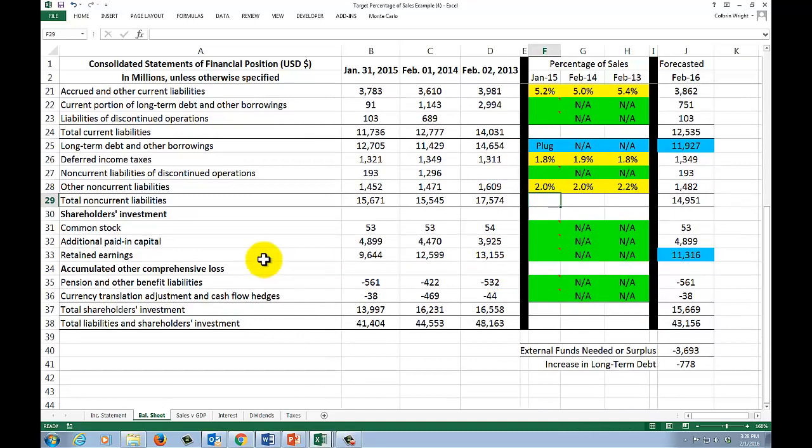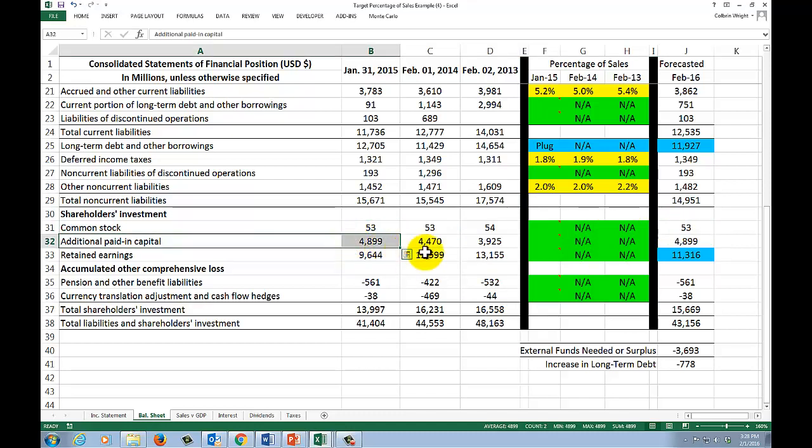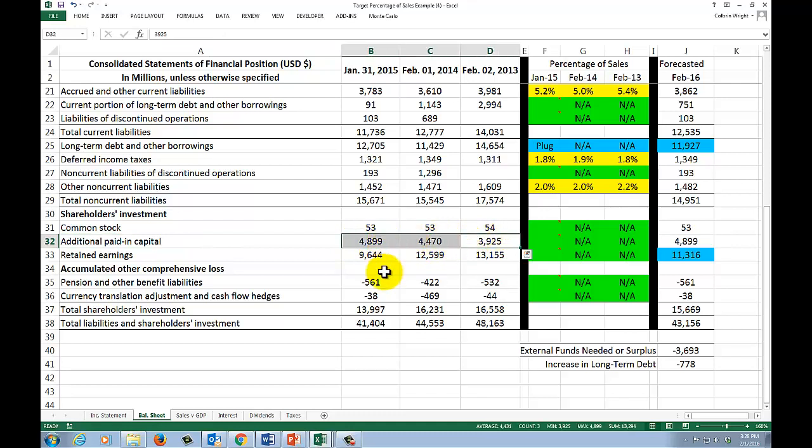Okay, on common stock and shareholders' equity, I just decided to leave common stock constant at 53, and I left APIC constant as well. Now, APIC is going up, it's trending up, so we may want to rethink that. We may want to trend it up by whatever the trend has been in the past years, but for now I left it constant.